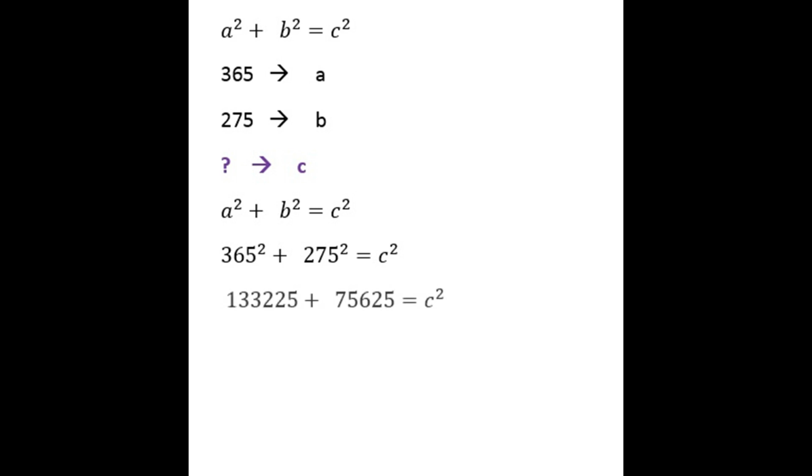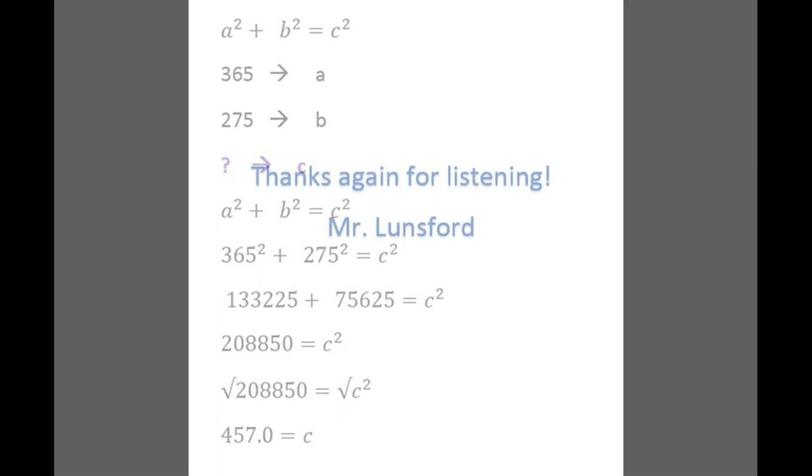So 133,225 plus 75,625 equals c squared. 208,850 equals c squared. Take the square root of both sides. You end up with 457.0 miles. That's our C.